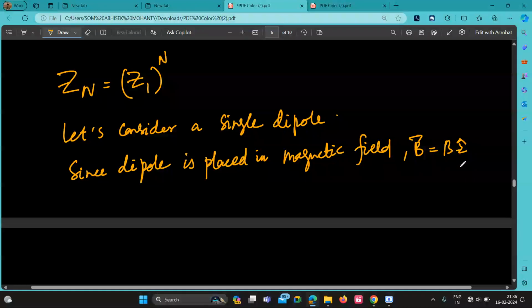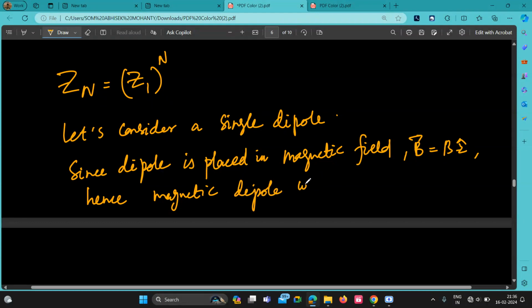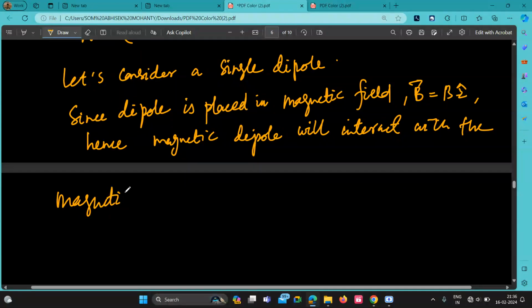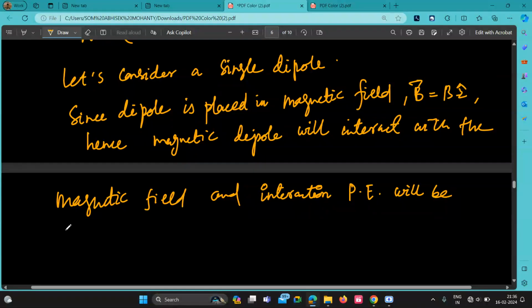Hence the magnetic dipole will interact with the magnetic field, and the interaction potential energy will be given as potential energy is equal to minus mu dot B. Is it all right?